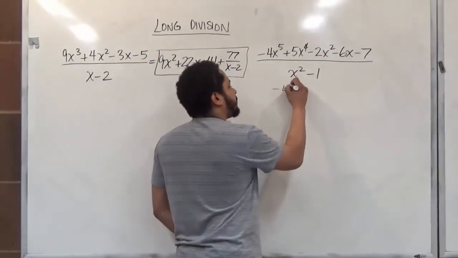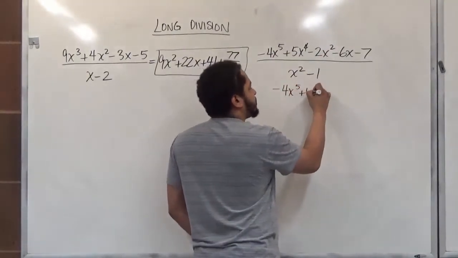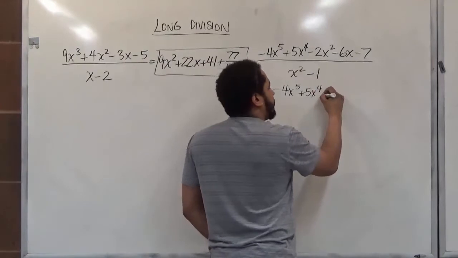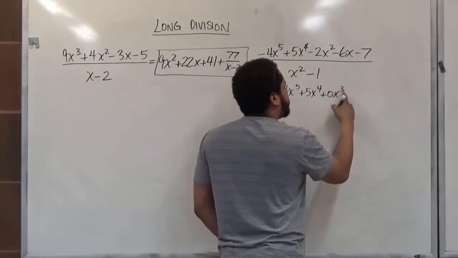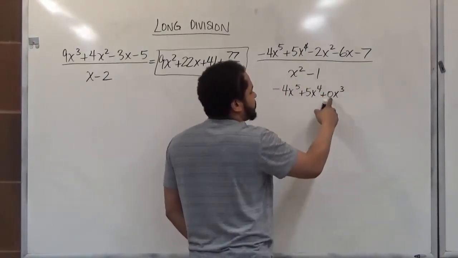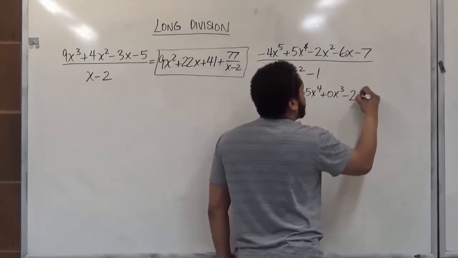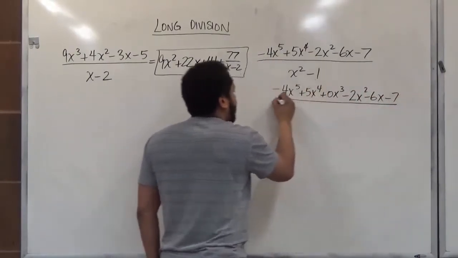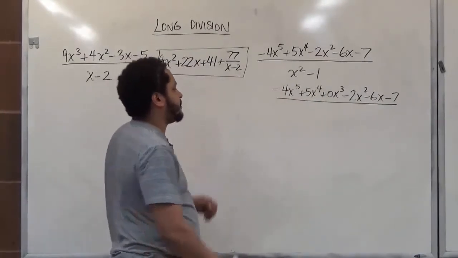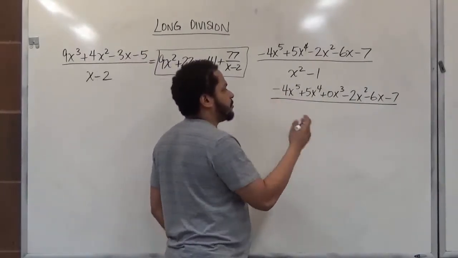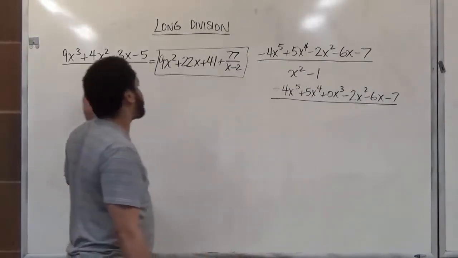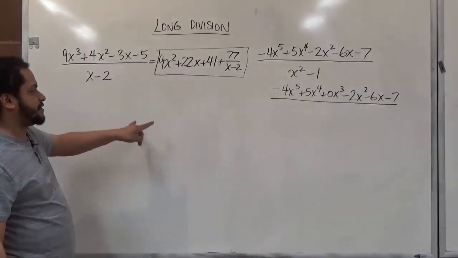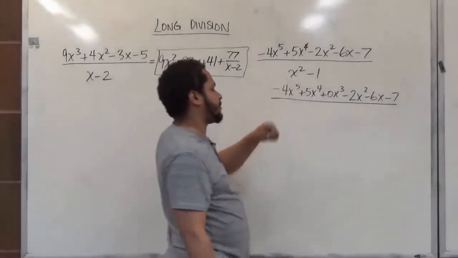So we have negative 4x to the 5th, positive 5x to the 4th, we're going to add 0x cubed because we need to have a placeholder, and that's what the 0 does for us. Minus 2x squared minus 6x minus 7. And we do not say that the denominator is exempt from the same rule because it's what we're dividing with. Here we had a binomial. The binomial divides 2 at a time. Here's a second degree exponent.